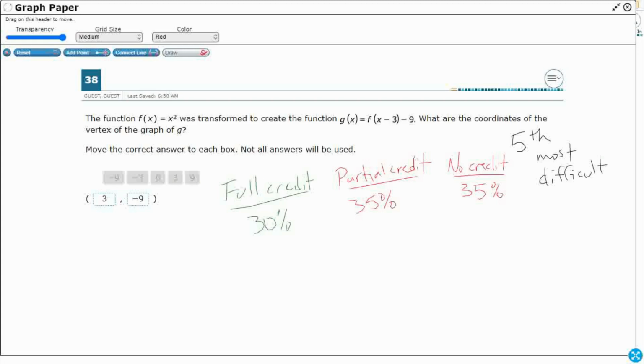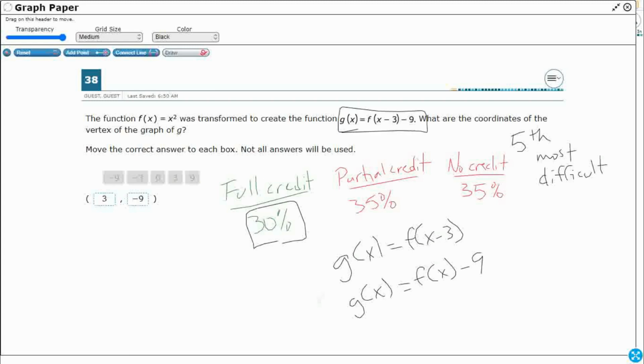Only 30% of the students were able to get full credit. That's because usually when we do graph transformations, we do one or the other. We might do g of x equals f of x minus 3, or we might say g of x equals f of x minus 9. But this one combined it into one. So this lets me know that when we practice this with students, we need to have multiple transformations within the same problem so they can see how the vertex moves both horizontally and vertically.